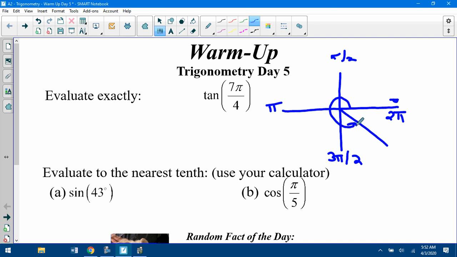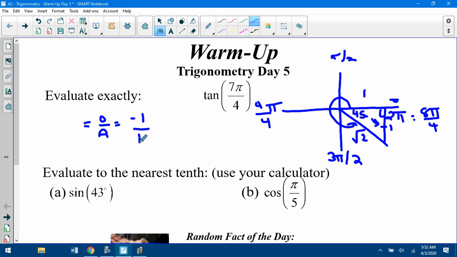Or the way I prefer to do it, this is 4 pi over 4. This is 8 pi over 4. Since 7 is 1 less than 8, you'd be in quadrant 4. Draw your triangle. What's your reference angle? 45, because you're over 4. So this is 1, 1, radical 2. We're going down over here, so this would be a negative 1. And tangent, using SOHCAHTOA, is opposite over adjacent. Opposite is negative 1, because that's across from 45. Adjacent is 1, and negative 1 divided by 1 is negative 1.